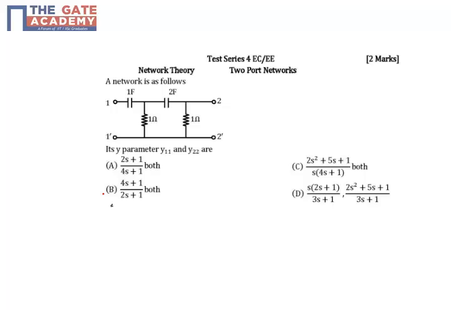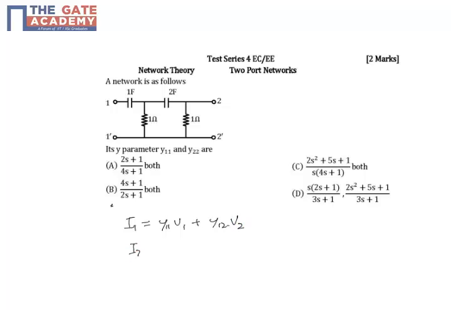In this question, we have to determine the admittance parameters y11 and y12. First, let us define them. I1 is equal to y11 v1 plus y12 v2.